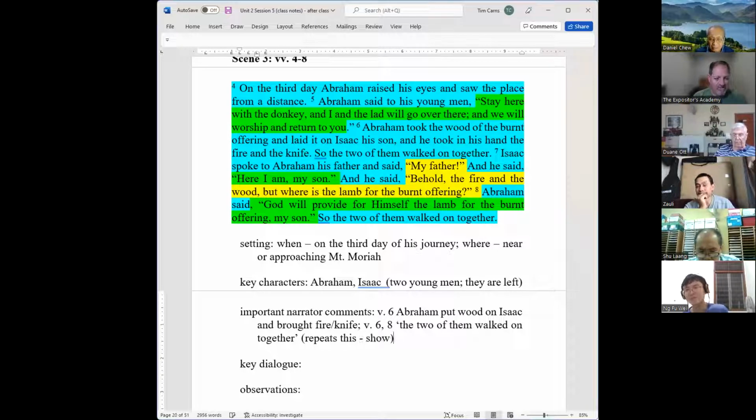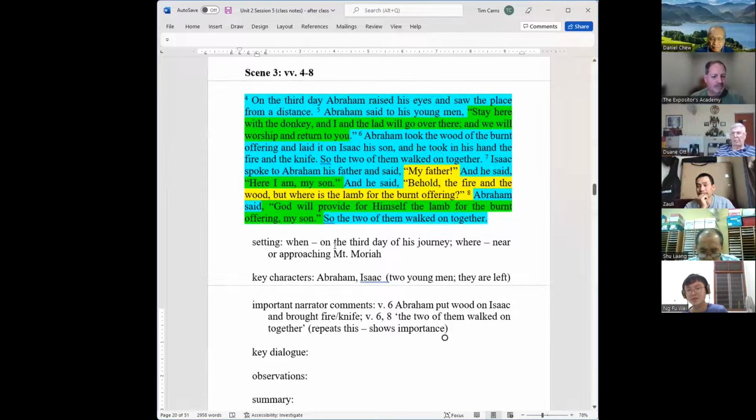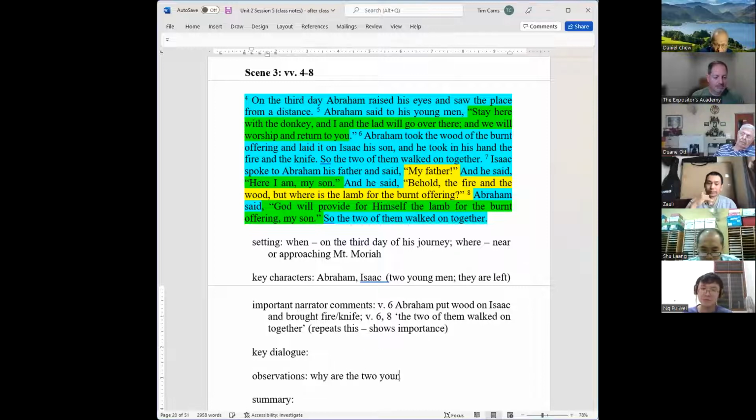So that's quite straightforward. But it brings up a question in my mind: why the emphasis of the two of them? And in fact, I have a related question: why were the two young men included in the narratives, right from scene 2 and scene 3, but they were left behind by Abraham? These two young men were not recorded as having said anything or done anything in particular. So why would he include these two young men when it appears that they don't have any particular contribution to the story?